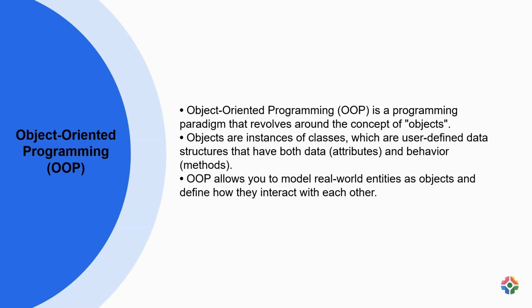For example, a car class could include attributes like color and speed, along with methods like accelerate and brake. Through OOP, you can create objects representing specific cars with distinct color and speed values and invoke methods to modify their speeds accordingly. This paradigm enhances code organization and reusability by encapsulating data and behavior within objects.